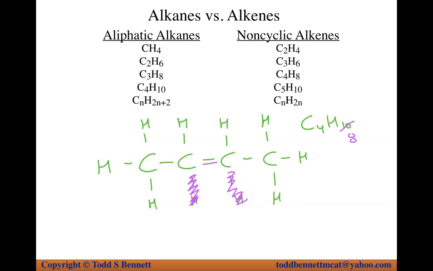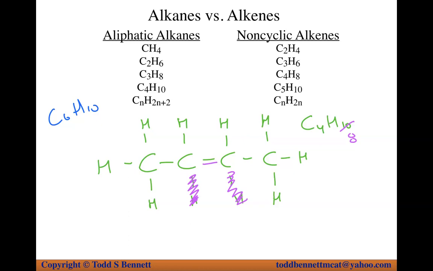So we have a cool little shortcut. If you give me a formula, let's say C6H10. Well, I know the maximum for 6 carbons would be 12 H's plus 2 for the N, so 14. If it's 10, that means I'm short 4 H's, a hydrogen deficiency of 4. So I could have either 2 pi bonds, or a ring and a pi bond, or 2 rings.